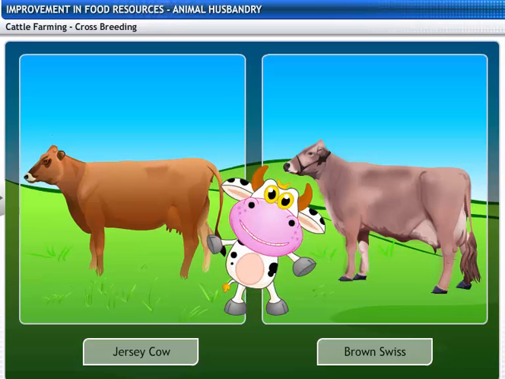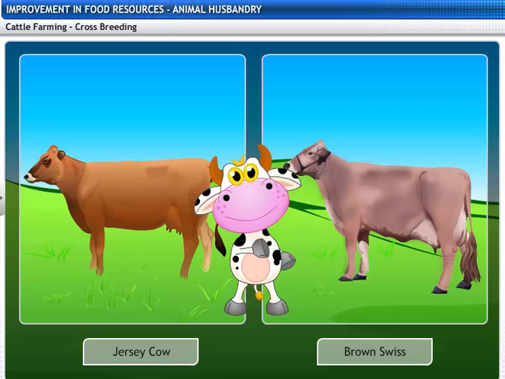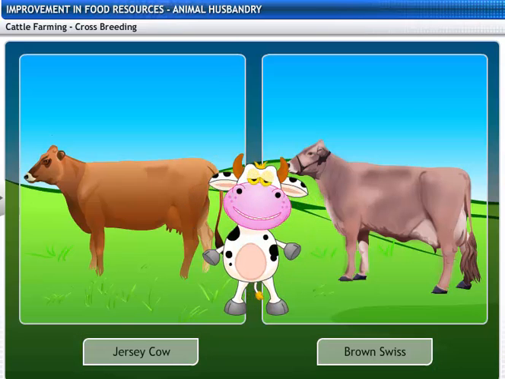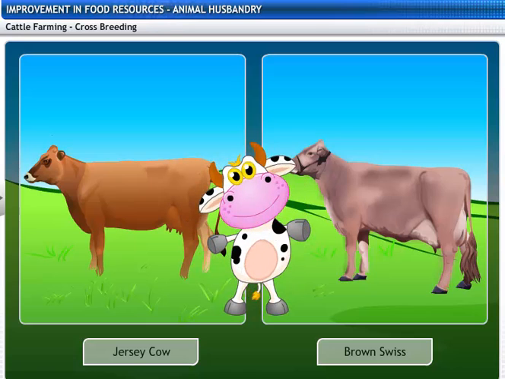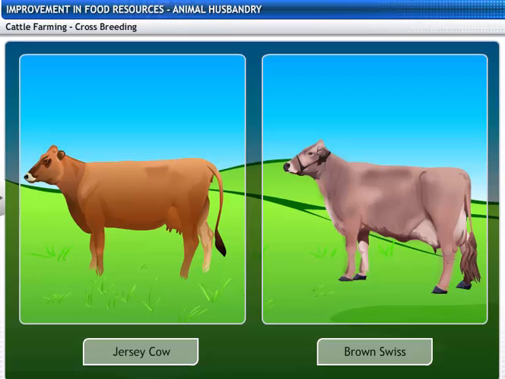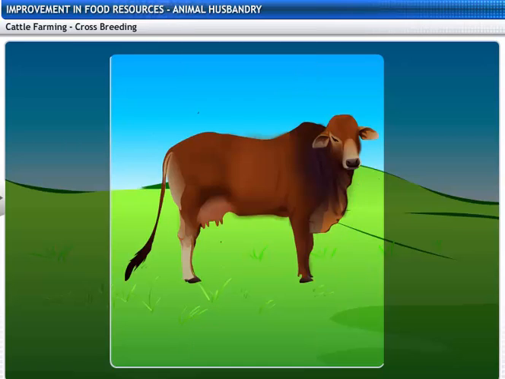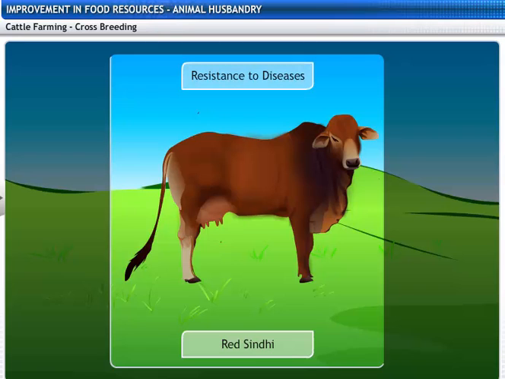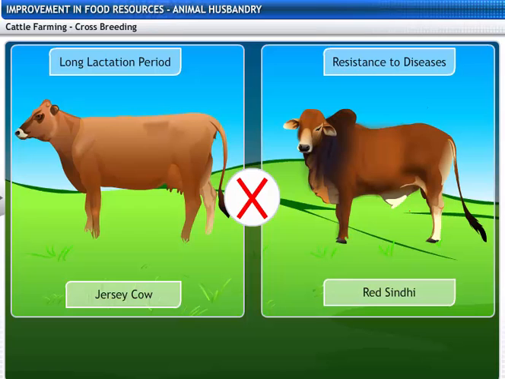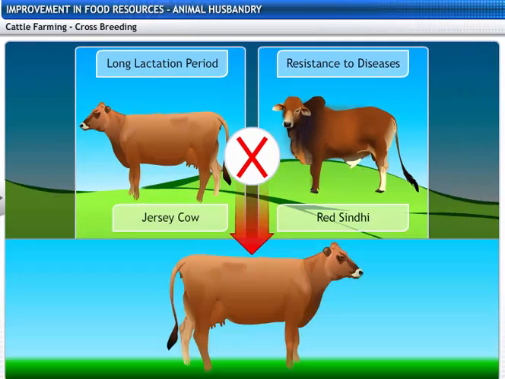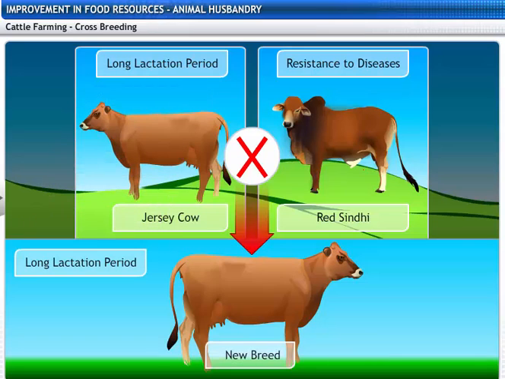Wow! I see some foreigners here as well. That's a Jersey cow, and this one is the brown Swiss. That's interesting. Wonder what they are doing on this farm. Can you guess why? Foreign and local breeds can be crossbred to facilitate the growth of animals with desired qualities. For example, a Jersey cow has a long lactation period. On the other hand, a local breed like a red Sindhi cow displays a high resistance to diseases. Therefore, crossbreeding among Jersey and red Sindhi breeds might lead to a new breed with a long lactation period as well as a strong resistance to diseases.